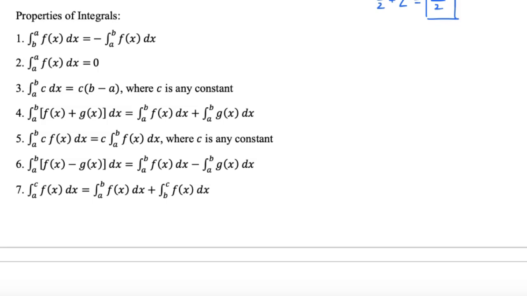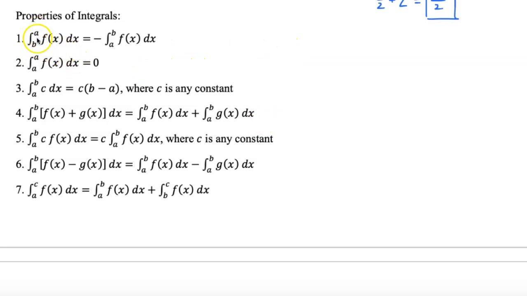So now we're going to look at properties of integrals. The first property of an integral states that if we flip the limits of integration, or our upper and lower bounds, so if we're going from b to a rather than a to b, then we can just flip the sign of this integral. So generally, integrals need to go from a lower to an upper bound because we're traveling along the x-axis, or whatever our variable is, in a positive direction.